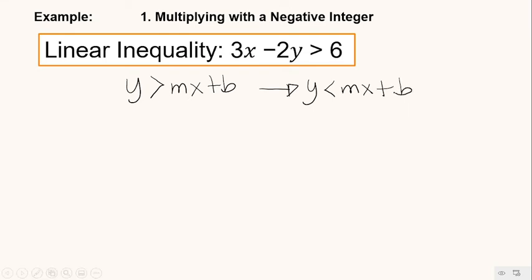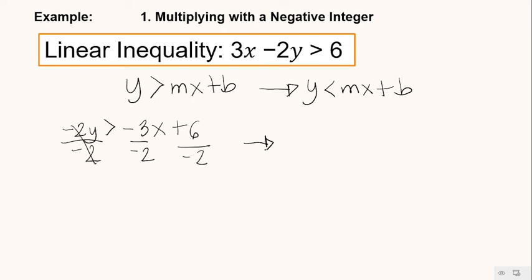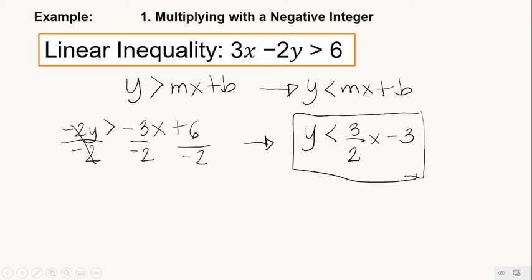Okay. So, arrange natin siya. So, isolate natin yung negative 2y, then negative 3x plus 6. So, divide natin by negative 2. So, ang final answer natin ay y is equal to positive 3 over 2x minus 3. So, ang mababago yung inequality symbol natin. So, ito, this is the final answer. So, ayan ay pag nag-divide tayo.